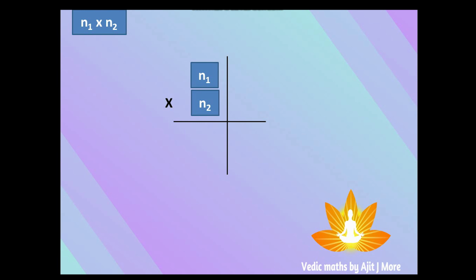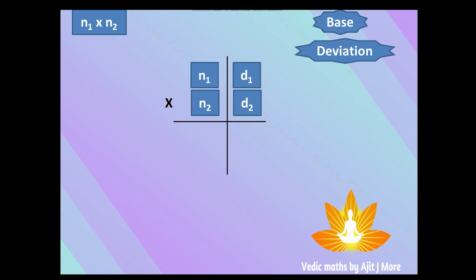First thing, you have to identify the base. So first you decide that both numbers are near to this base. Once the base is decided, the second step is to find out the deviation, that is deficiency. Or you can say by how much these numbers are after the base or before the base. So the second step is to find out the deviation. Now we'll call that deviation d1 and d2.